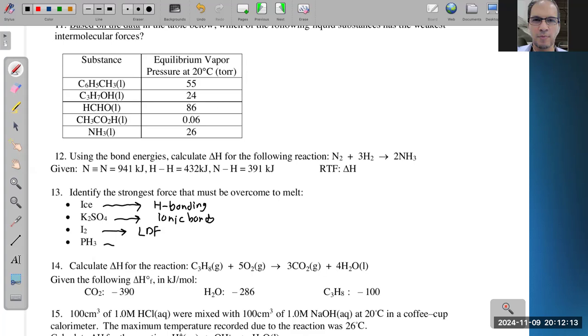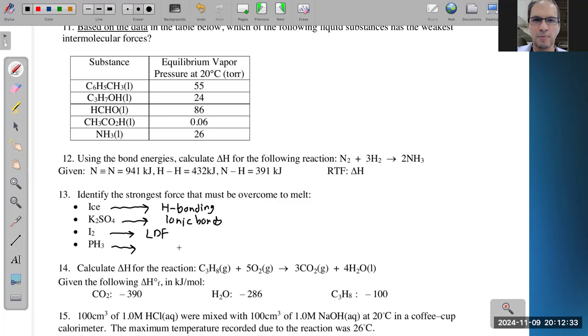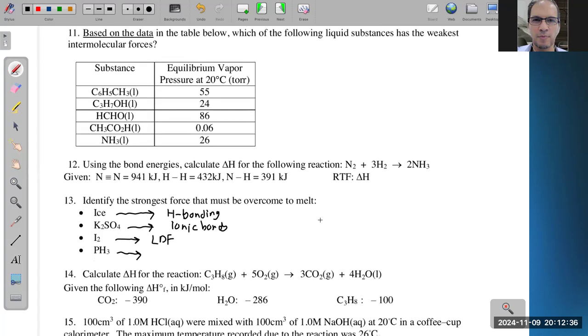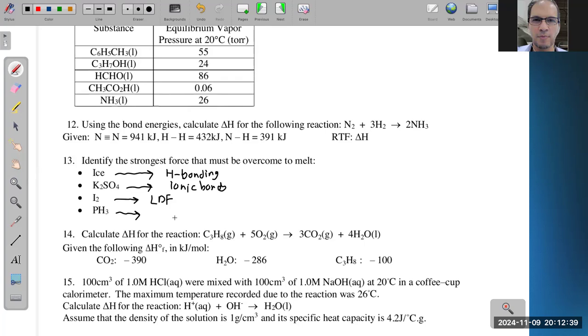And Nadim, what's PH3? So PH3 is a polar molecule. What kind of bond does it have? Mariam, what's PH3? Dipole. So it is dipole. We always remember PH3 and NH3 as being similar, pyramidal shape, both of them, but the NH3 has hydrogen bond and this one does not have hydrogen bond, so it's only a dipole.